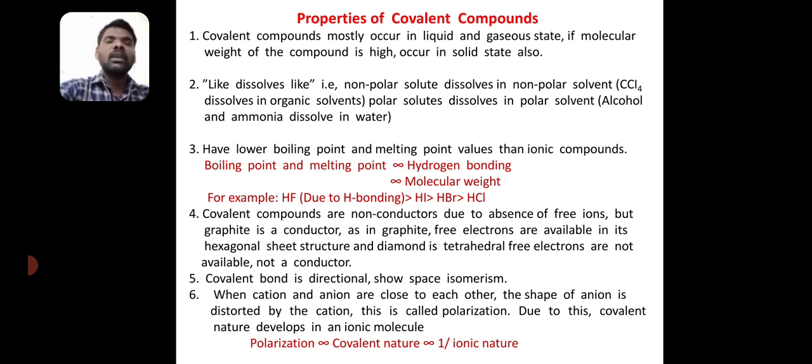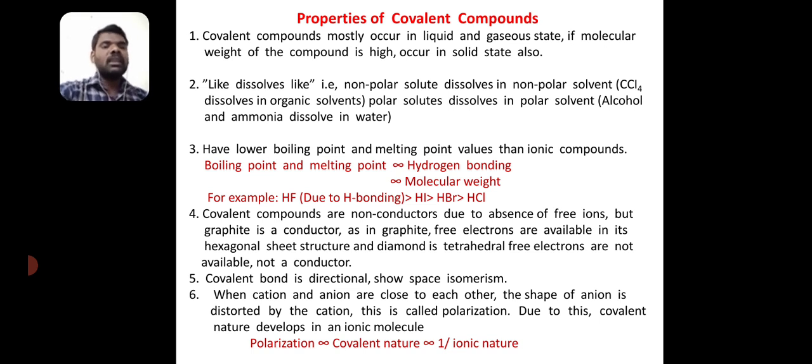in water. Another one is that covalent compounds have a lower boiling point and melting point than ionic compounds. The boiling point and melting point are directly proportional to hydrogen bonding and directly proportional to the molecular weight. So the strength of the covalent compounds due to hydrogen bonding, HF is greater than HI, HBr and HCl. Covalent compounds are non-conductors due to the absence of free electrons. And the covalent bond is directional, and so there is space isomerism.